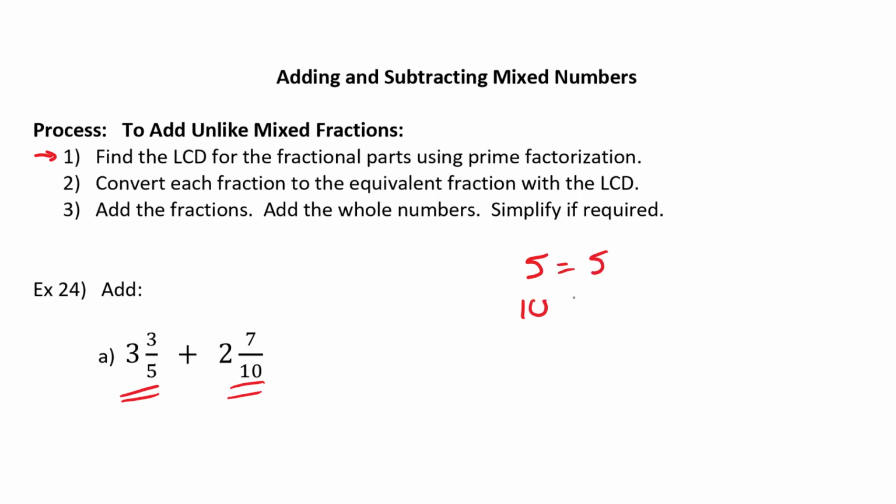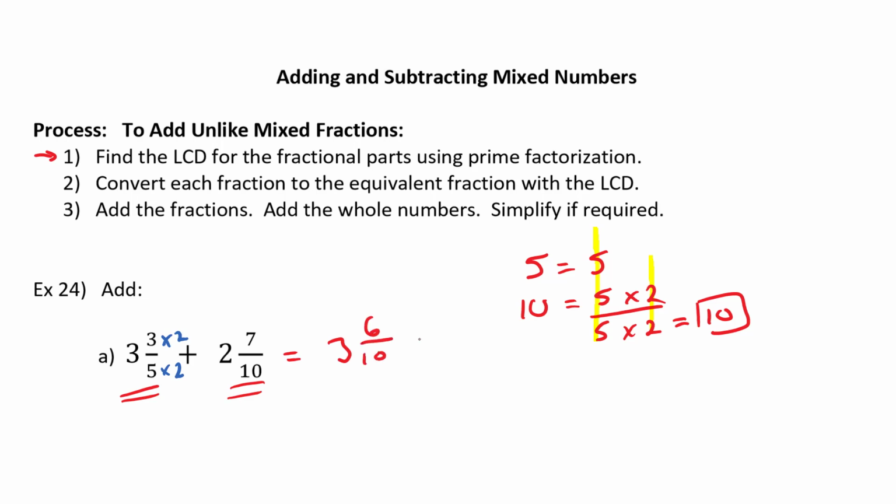Break down the 5 into its prime numbers is just 5, and 10 is 5 times 2. In the end here, we line up and bring down numbers that are the same, and then we have 10 as our lowest common denominator. So in order to make 5 into 10, we must multiply by 2, do the same thing to the top. What we then do is we apply that. 3 times 2 is 6 over 10, plus 2, and 7 over 10.